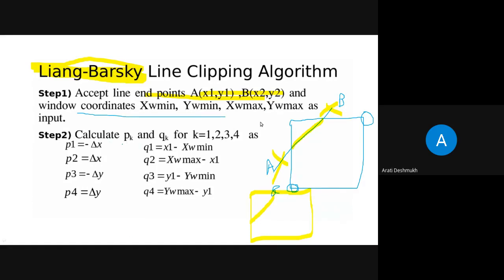Next, we want to find the Pk and Qk values, where k is 1, 2, 3, 4, because there are four sides. So we find the Pk and Qk for that. So P1 is what? Minus delta x, which means x2 minus x1. What is Q1? It is x1 minus xw minimum.